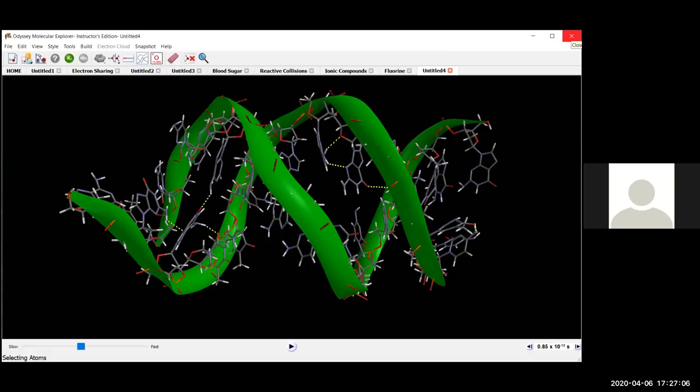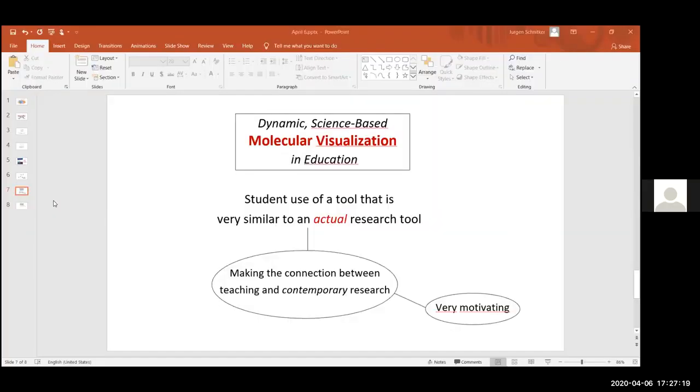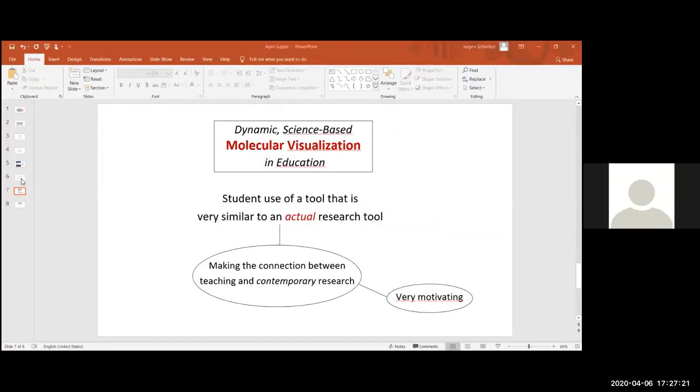Okay, I'll leave this as the last example and go back one more time to my slides. I close this and stop screen sharing, share screen, and I go to my slides and share. There we are.